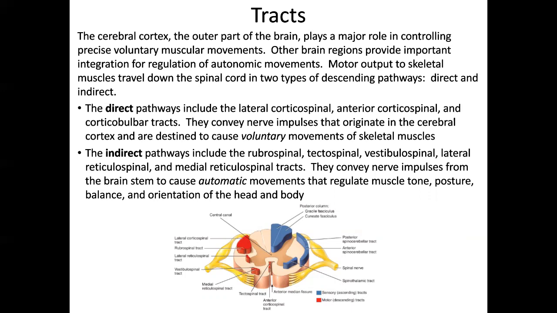Okay, as far as the direct pathways go, there are several tracts. I'm not even going to list them off because they have big fat names and I don't really care about you knowing their names. But what I want you to know is that the direct pathways are going to carry nerve impulses originating in the cerebral cortex that are eventually going to be destined to cause voluntary movements of skeletal muscle. So as you're taking your notes, as you're standing up and you're yawning and moving your body, you're using the direct pathways originating in the brain, carried out eventually to our skeletal muscles.